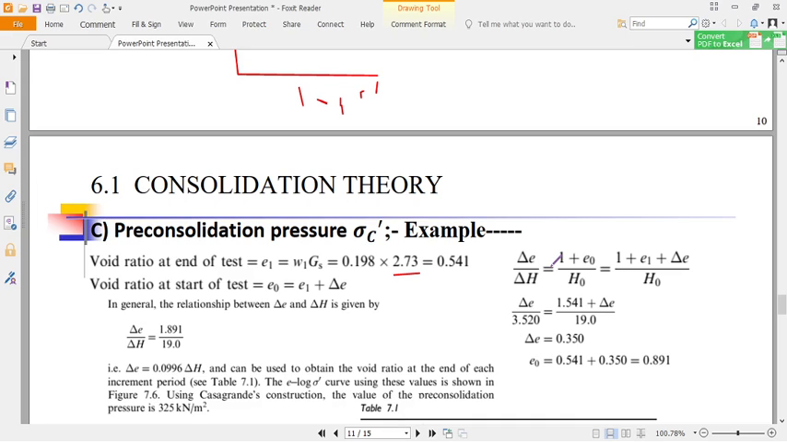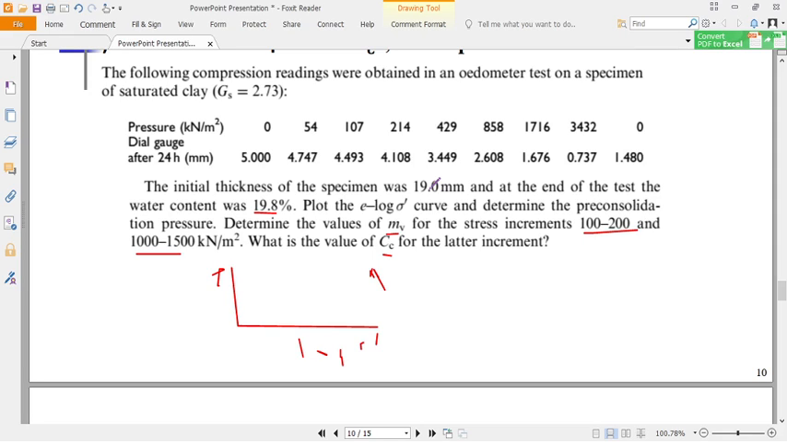Now we need to get the change at the end of the experiment. The initial reading was this, and this was the final reading of the dial gauge. If you subtract this and this, it will give you the change in H at the end of the experiment. Remember, these are cumulative. Our graphs are cumulative. So our change in H is equal to 5 minus the final reading. Again we get this minus this, you get 3.52, the change in H.